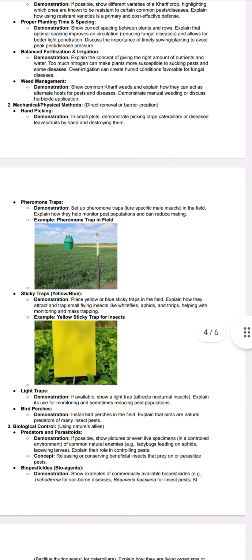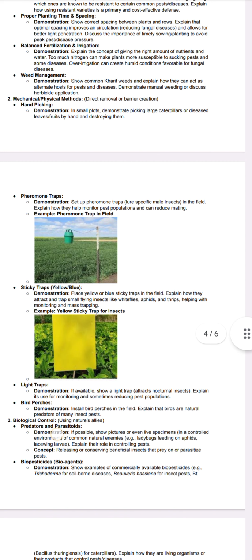Pheromone traps. Demonstrate setting up pheromone traps that lure specific male insects in the field. Explain how they help monitor pest populations and can reduce mating.